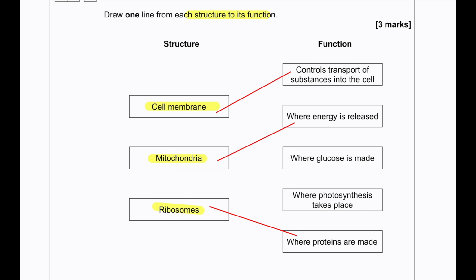Now the other options: where glucose is made. We know that glucose is made in the chloroplast, and where photosynthesis takes place is also the chloroplast. Since these were not in the structures listed, they were not the correct options.